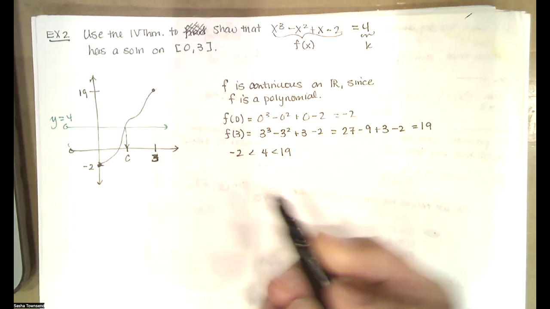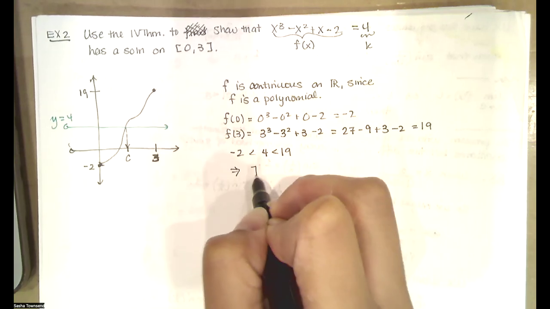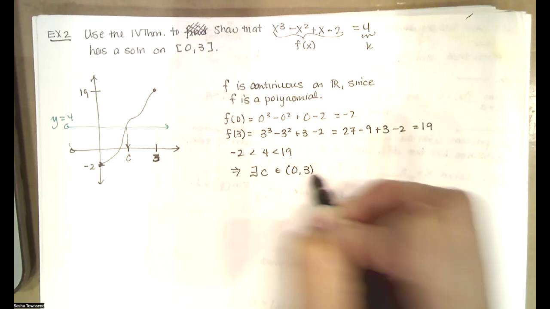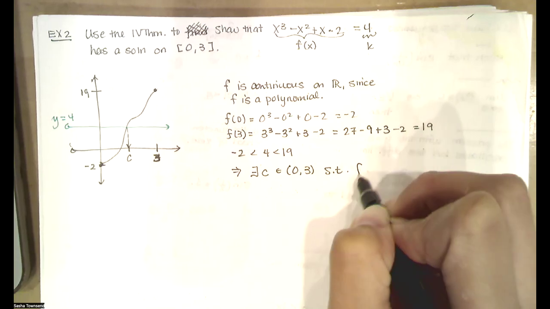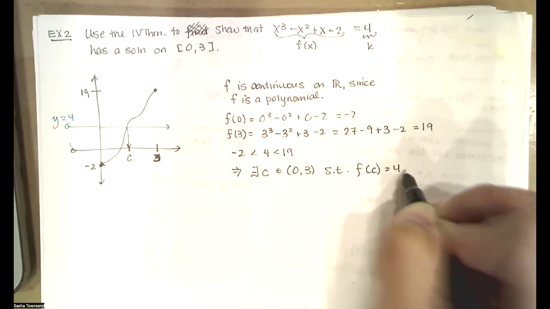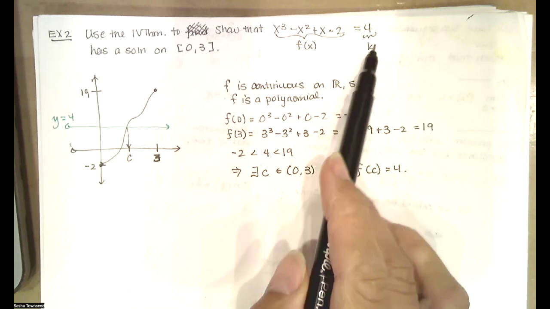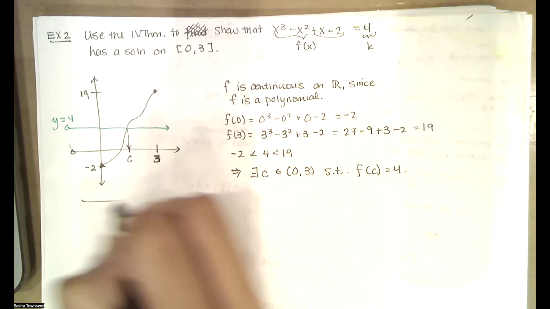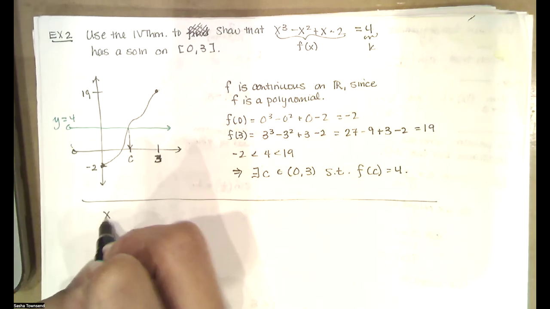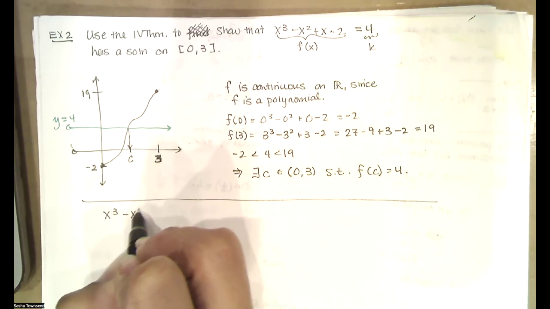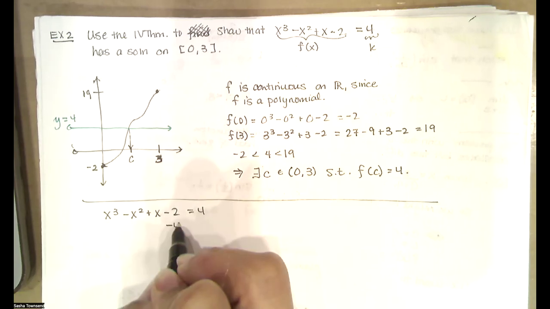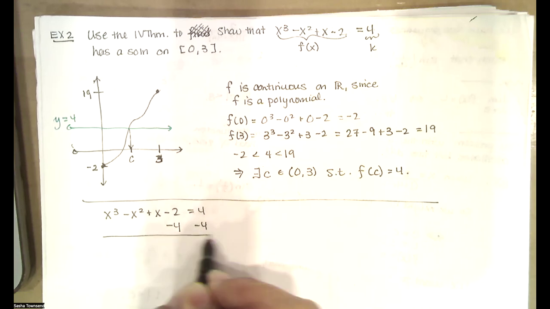So there exists a C on the interval from 0 to 3, such that f of C equals 4. Or in other words, f of x equals 4 has a solution on the interval from 0 to 3, and we're pretty sure that the answer is 2. We can figure that out if we solve this polynomial equation. To do that, we'll subtract 4 from both sides.